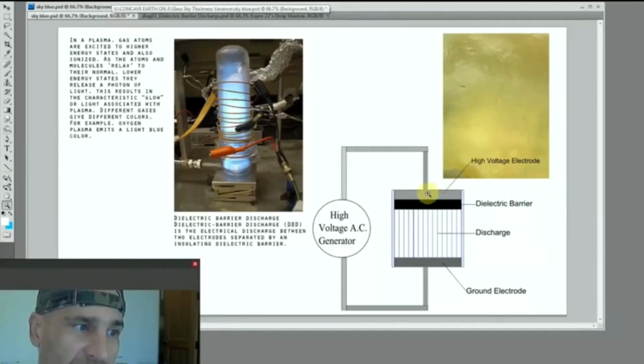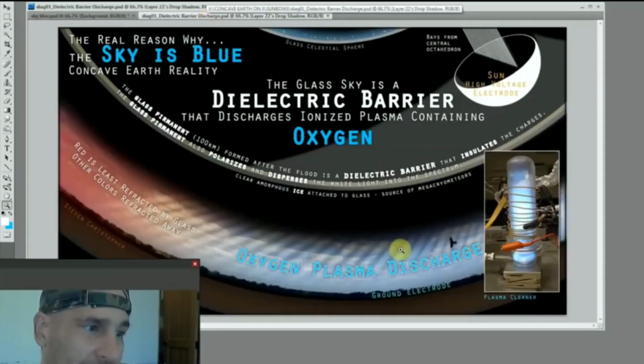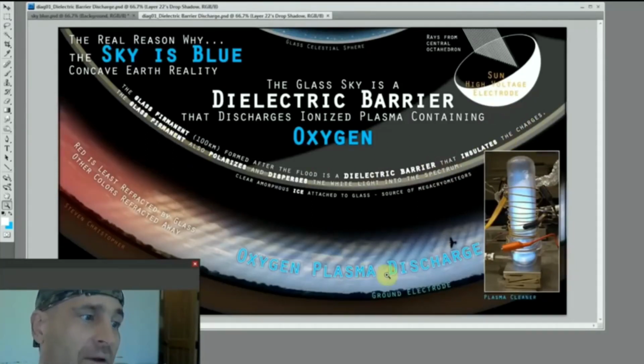You have a high voltage electrode on one side, and then you have a ground electrode on the other side. So sandwiched between that is the dielectric barrier and the discharge. So in my graphic, the dielectric barrier would be the glass sky, and the discharge would be the oxygen emitting the plasma, as you see here. So we have the sun as the high voltage electrode, the glass skies as the dielectric barrier, the oxygen plasma as the discharge, and then we have a ground electrode. So we have a beautiful capacitor going on here with the glass. The glass is creating the blue plasma.